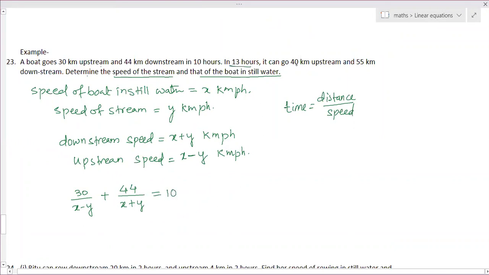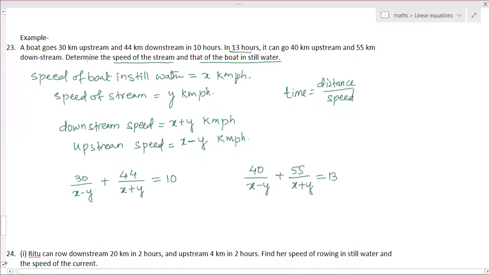In 13 hours, it will go 40 kilometer upstream and 55 kilometer downstream. So 40 divided by the upstream speed x minus y, and 55 by x plus y. Total time needed is 13. And then solve these two equations.